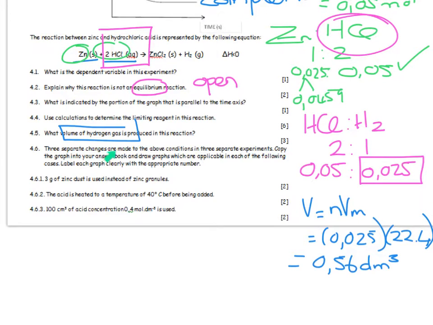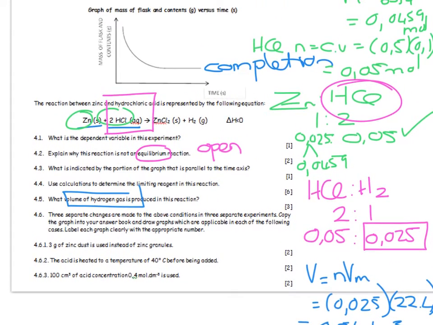3 separate changes are made to the above conditions in 3 separate experiments. Copy the graph into your answer book and draw graphs where applicable in each of the following. Label each graph clearly with the appropriate number. So the first one asks me what happens if I put some zinc dust in instead of zinc granules. This whole thing is going to go a whole lot faster.